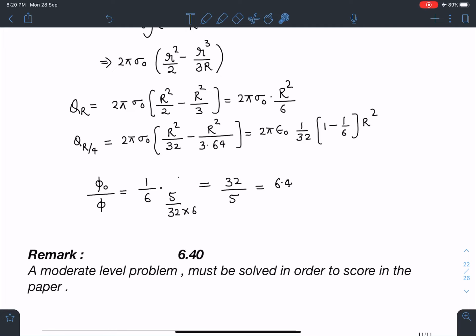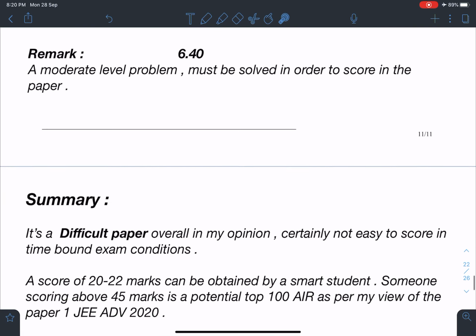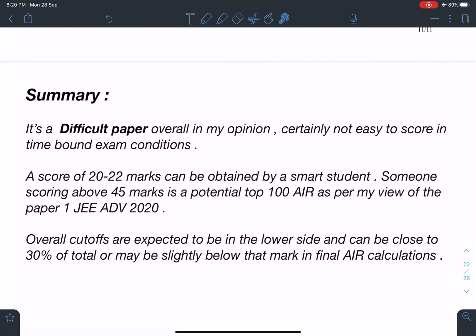So now I'll tell you about the overall difficulty level and my view of this paper. Summary-wise, it's a difficult paper overall in my opinion. Certainly it is not easy to score in time-bound exam conditions. My personal assessment about this paper is that a score of 20-22 marks can be obtained by a smart student in the given time frame, considering there are calculations involved and some heavy problems also. And I feel someone scoring above 45 marks in this paper is a potential top 100 all India rank, as per my view of this paper.